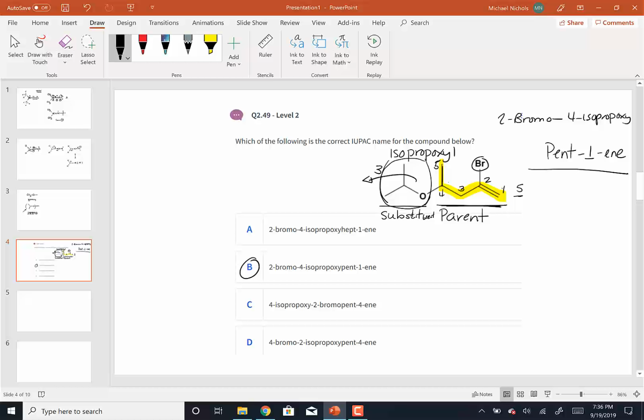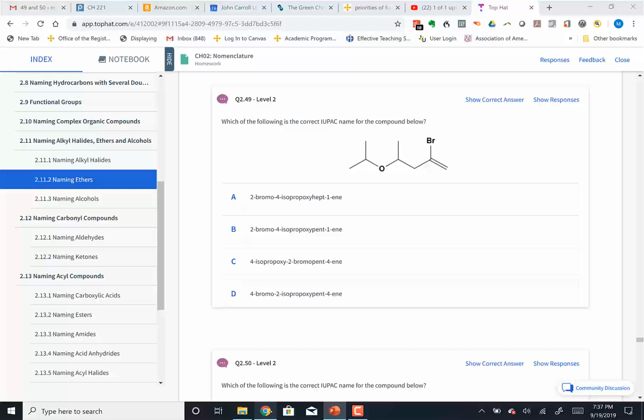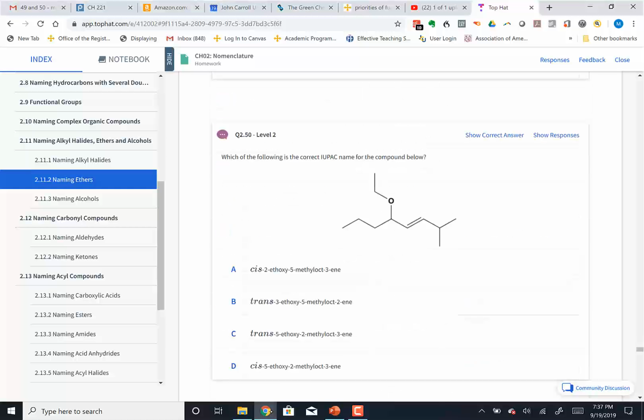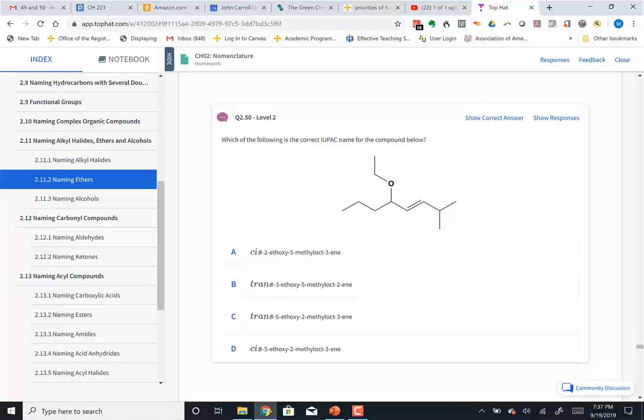Because it's a pent, in other words, this entire carbon chain is my longest carbon chain. Okay, so we just have to isolate this as its own substituent. Okay, question 50. What's the correct name for this molecule?